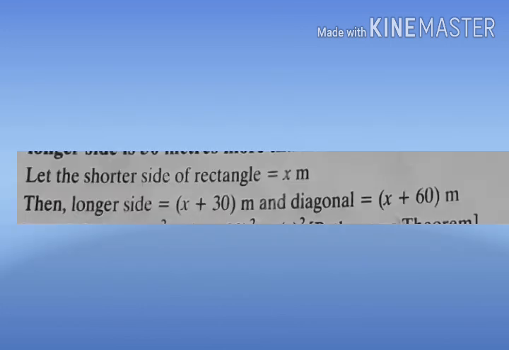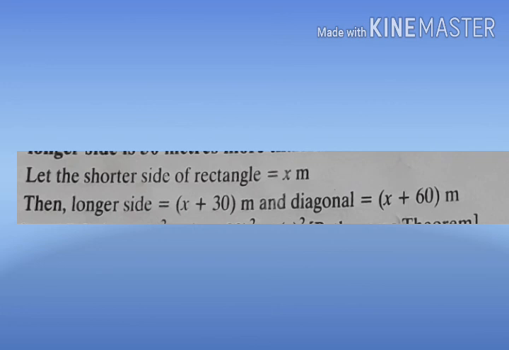So, the shorter side is independent, but the diagonal and longer side are dependent on the shorter side. So, the independent variable we can take as x. Here, let the shorter side of the rectangle equal x meter. So, we can draw the figure, a rectangular field with the shorter side, which we take as breadth, as x meter.